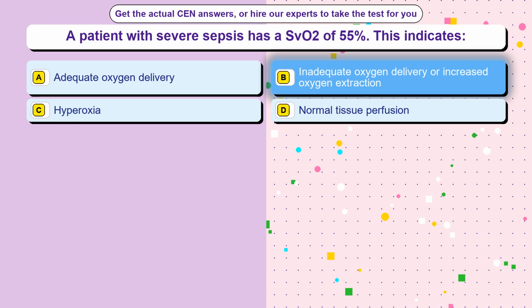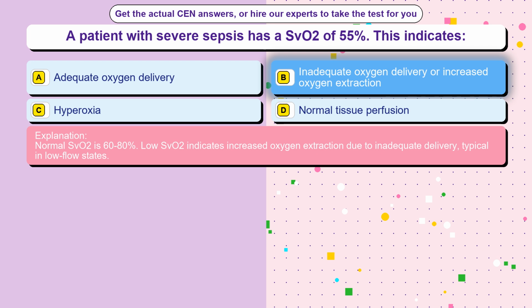The correct answer is option B. Inadequate oxygen delivery or increased oxygen extraction. Normal SVO2 is 60 to 80%. Low SVO2 indicates increased oxygen extraction due to inadequate delivery, typical in low flow states.